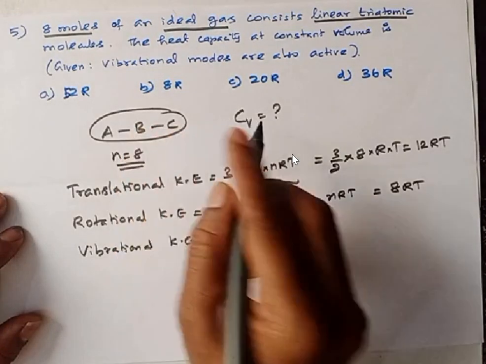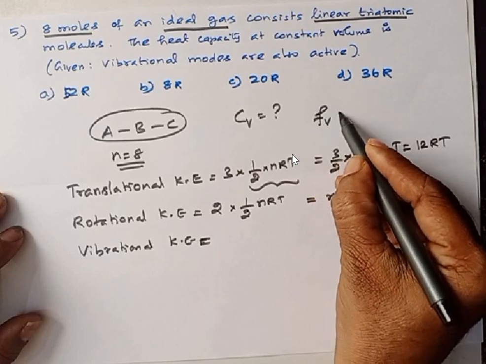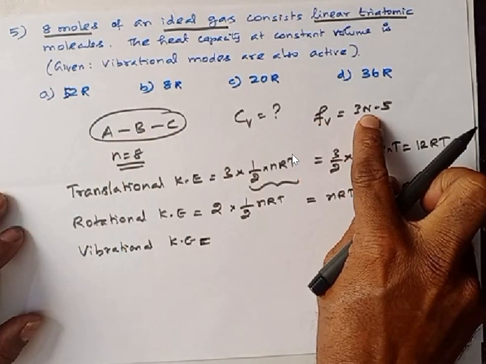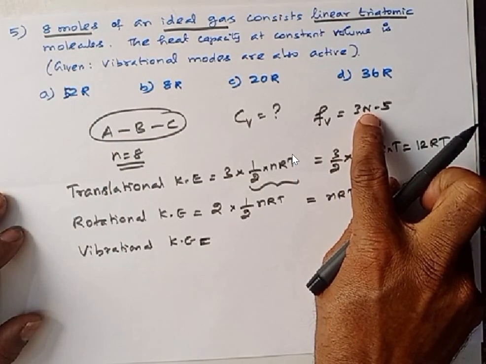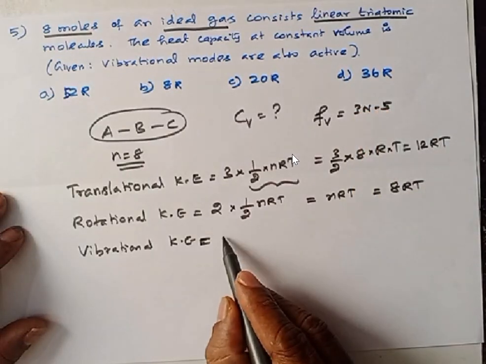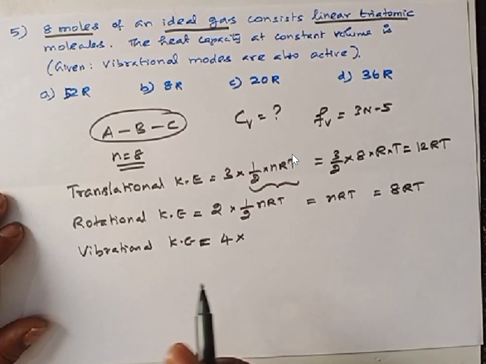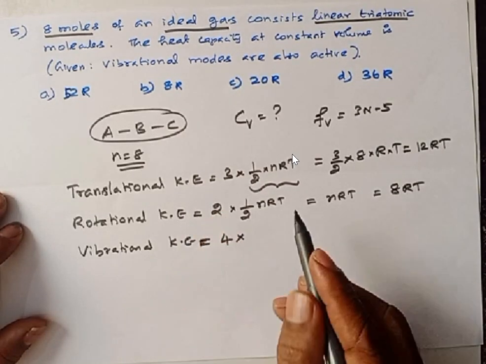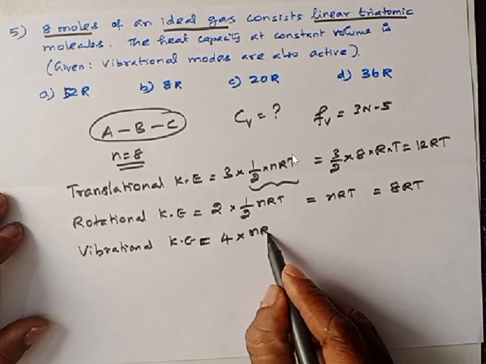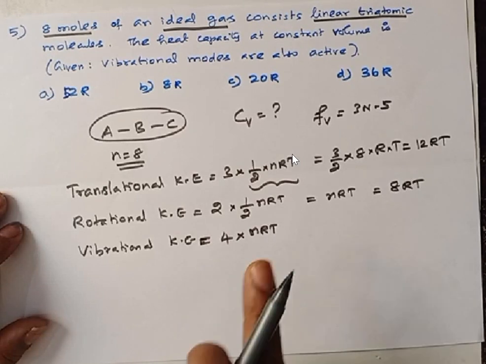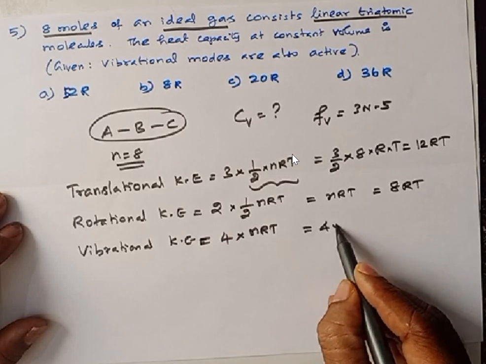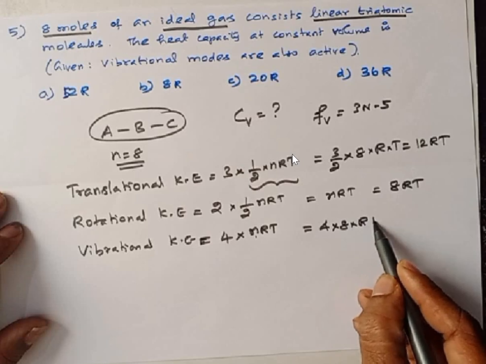Since the molecule is linear, we can find the number of vibrational modes using the formula 3N minus 5. There are 3 atoms, so N value is 3. N is the number of atoms in one molecule. 3 into 3 is 9, 9 minus 5 is 4. So there are 4 vibrational modes. And for vibration, for each mode, the energy per mole is nRT. It is not half nRT, it is nRT for vibrational modes. Therefore, you will get the answer as 4 into 8 into RT.